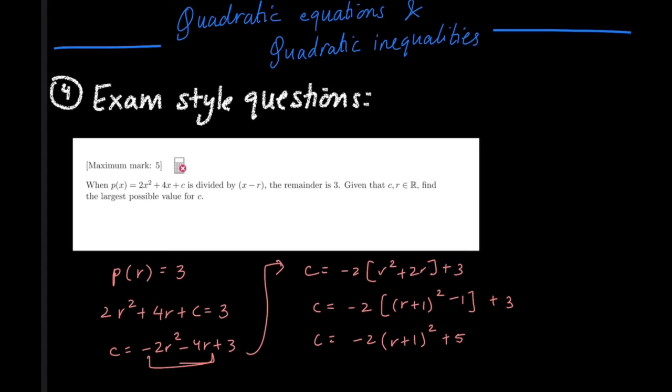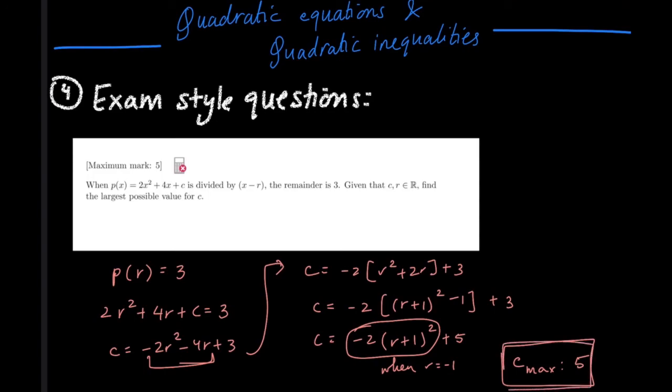So this is factorizing and completing the square at the same time, as you can see. We basically found a complete square with r squared plus 2r. And so the largest possible value of c is when r is equal to -1, because that would make this whole squared term 0. So the largest possible value of c, the max, has to be 5. So yeah, that's it for this video.